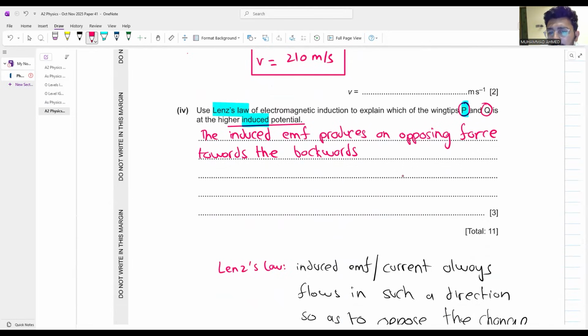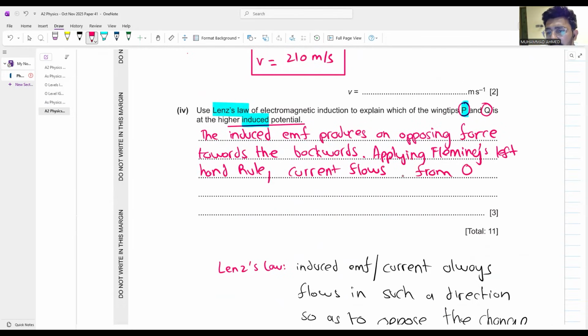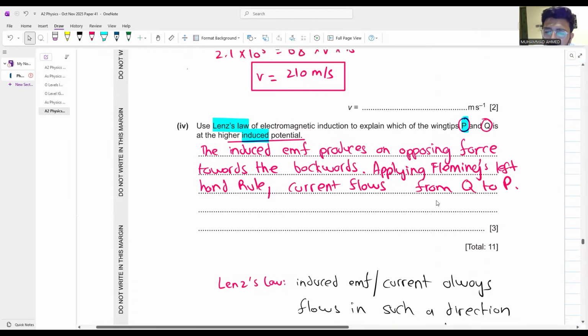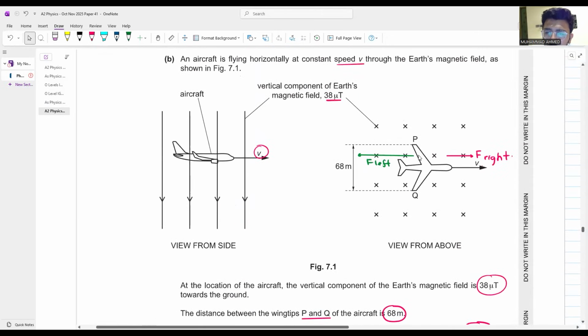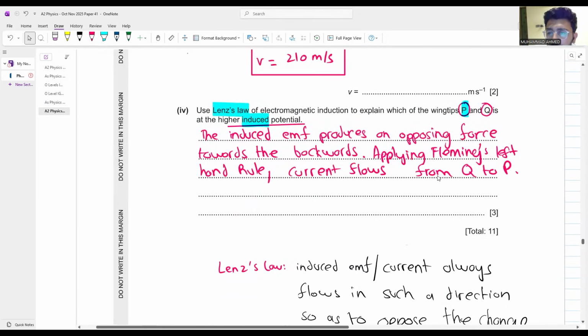Okay. What will further happen? Applying Fleming's left hand rule, what will happen? Current flows from Q to P. Applying Fleming's left hand rule, what will happen? Current will flow from Q to P. Now you have to tell which one of them is at a higher potential. Which one of them is at a higher potential?